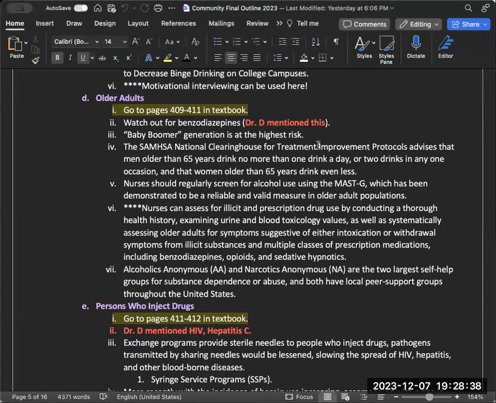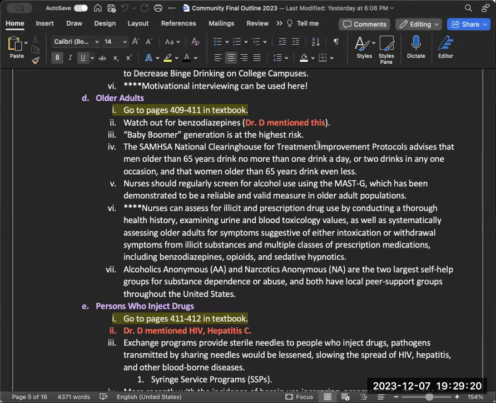I also thought this was important. Nurses can assess for illicit and prescription drug use by conducting a thorough health history, examining urine and blood toxicology values, as well as systematically assessing older adults for symptoms suggestive of either intoxication or withdrawal from illicit substances and multiple classes of prescription medications, including those benzos, opioids, and sedative hypnotics like barbiturates. So those are all highly addictive, okay? So we want to get their medication history. That's the moral of the story. And I know Dr. D also mentioned groups that we can mention, like Alcoholics Anonymous or Narcotics Anonymous, to help support them.